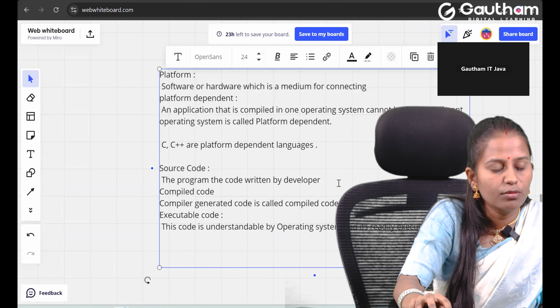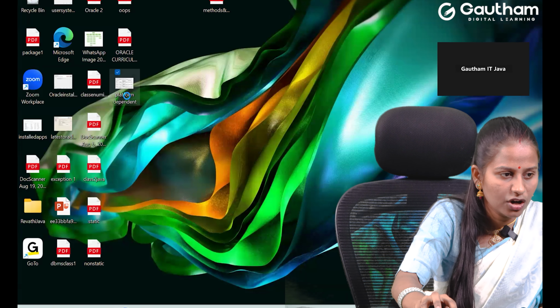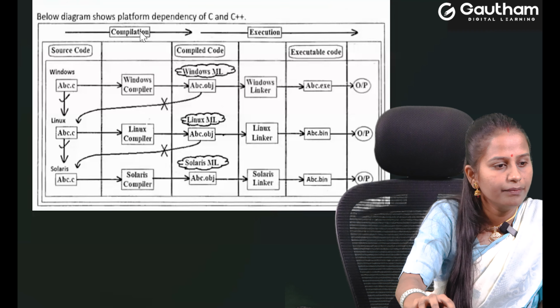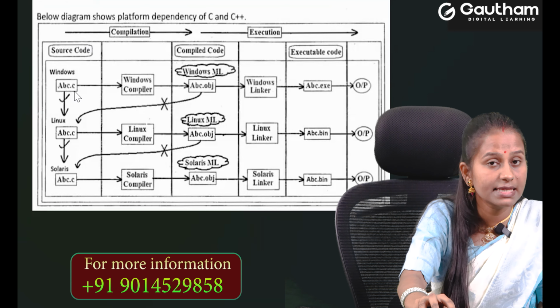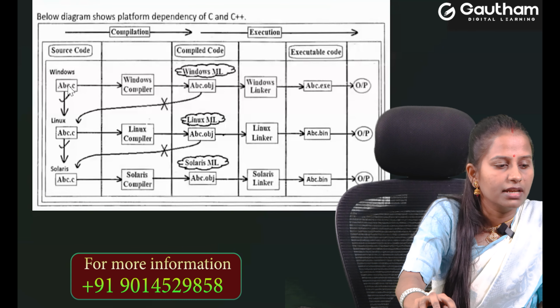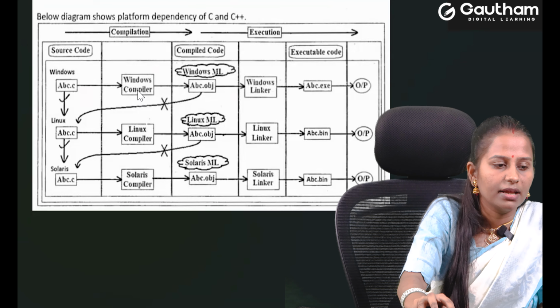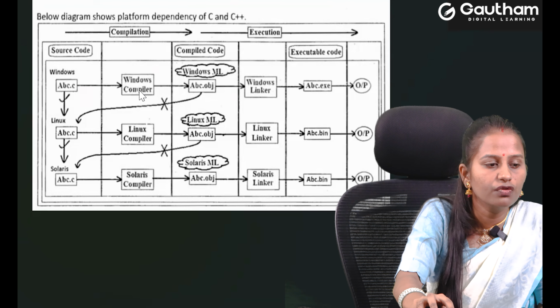Let's discuss platform dependency and platform independency first. Coming to platform dependence in C or C++, what will happen? If you see here, this is our source code, whatever we have written. We have written it in Windows. .c is there because we have written it in C language. The program is saved as .c, and this gets passed to the Windows compiler, whatever compiler is there in the Windows system, which will be of Windows type.